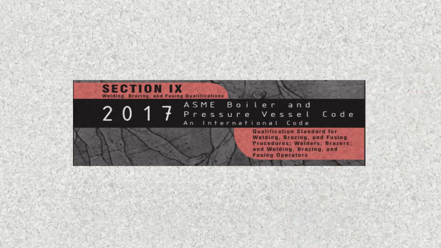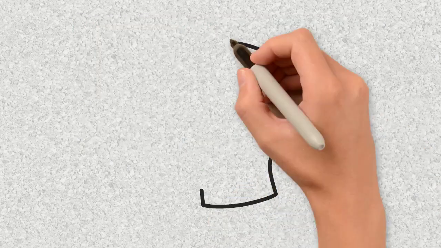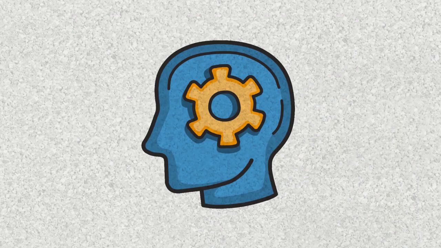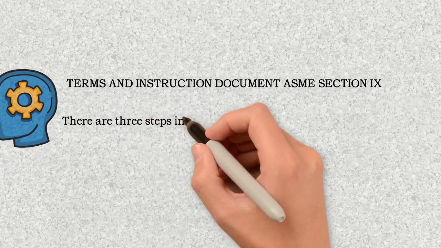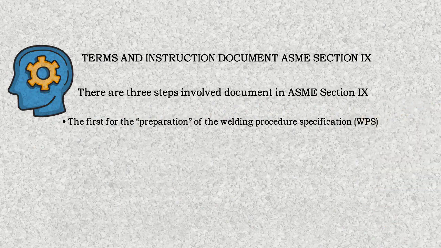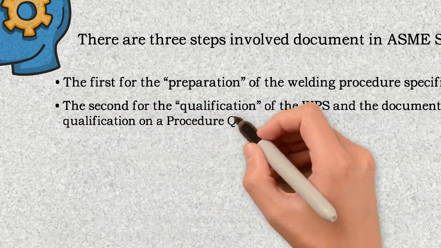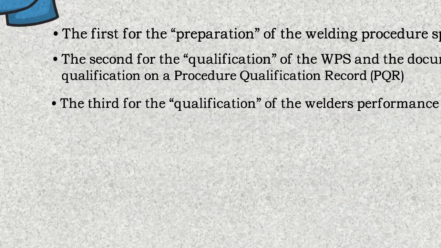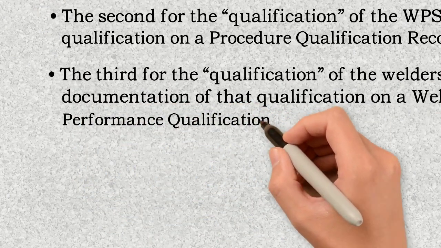Okay, we move to the next part, ASME Section 9: terms and instructions for filling up the documents. In this part, I will explain about ASME Section 9 documents. There are 3 steps involved in documentation in ASME Section 9. The first is the preparation of the welding procedure specification, WPS. The second is the qualification of the WPS and documentation of that qualification on the procedure qualification record, PQR. The third is the qualification of the welder performance and the documentation of the qualifications on the welder performance qualification, WPQ, record.